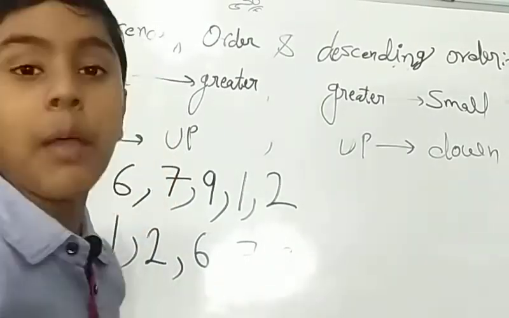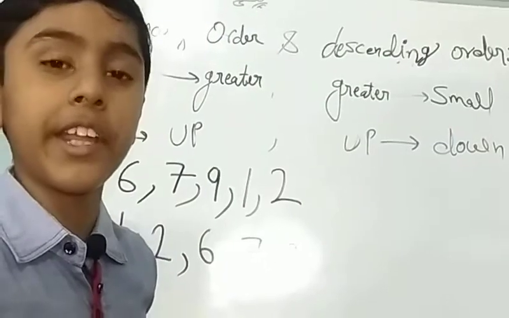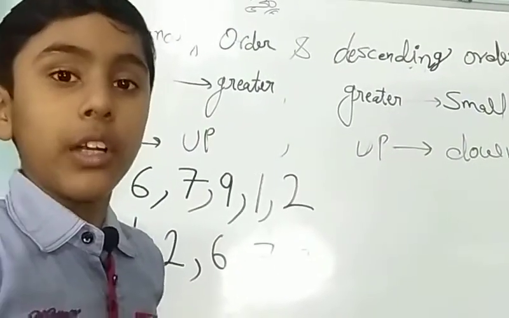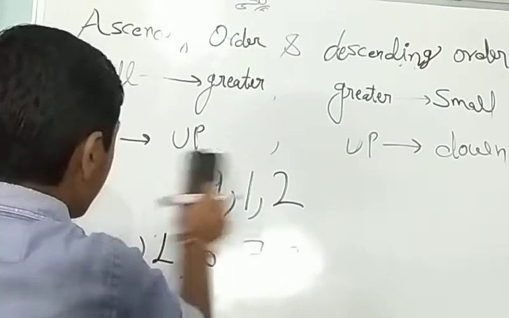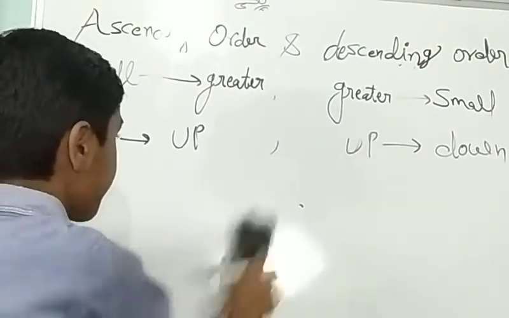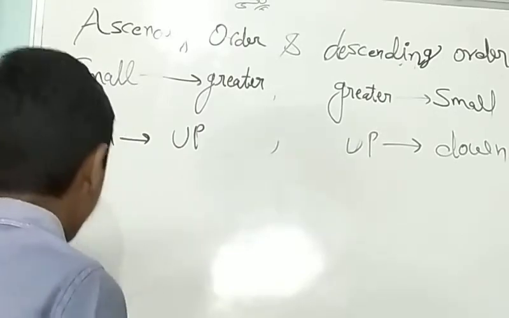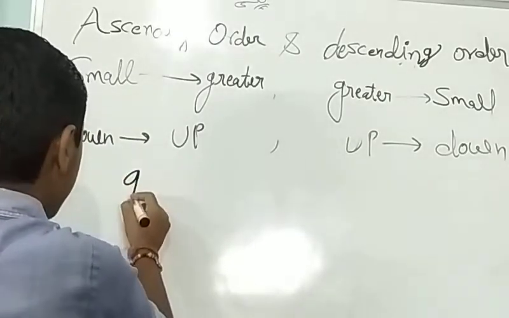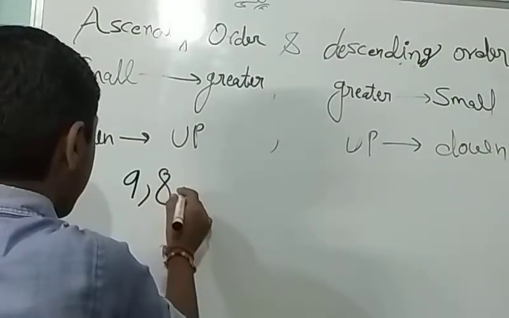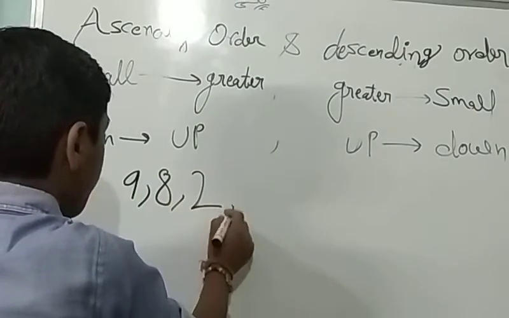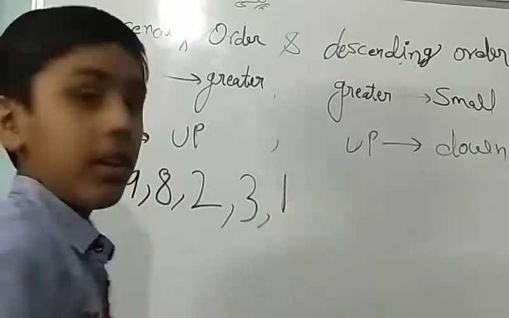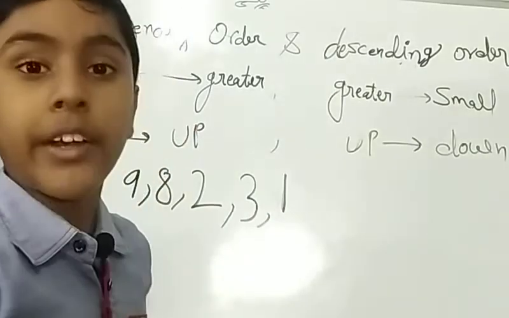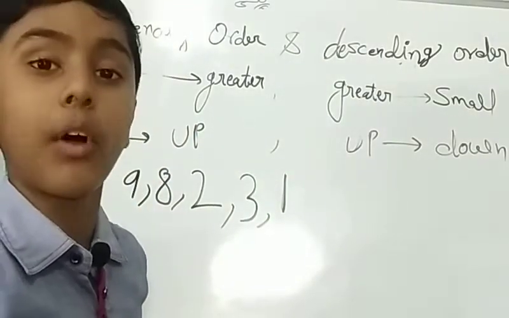So now I am giving one question of ascending order for you. Write the answer in the comment box. Okay. Now see, the question is 9, 8, 2, 3, 1. This is your question. Write the answer of this question in the comment box.